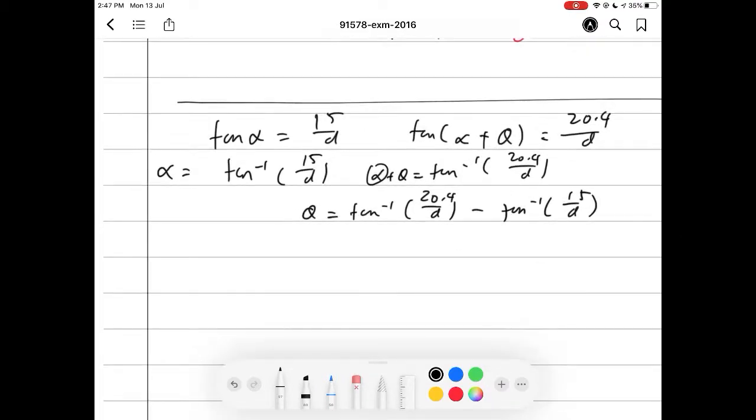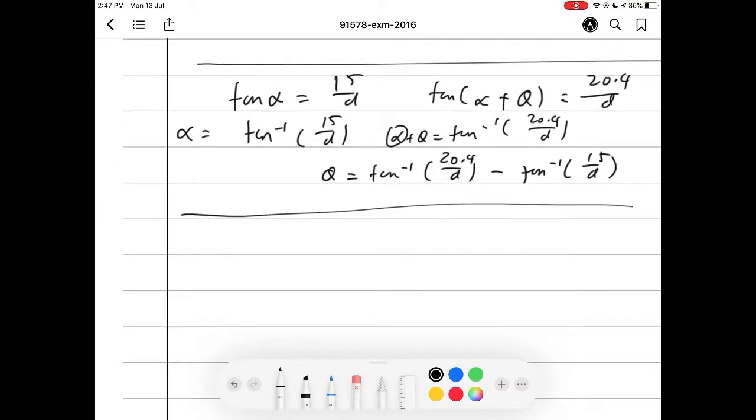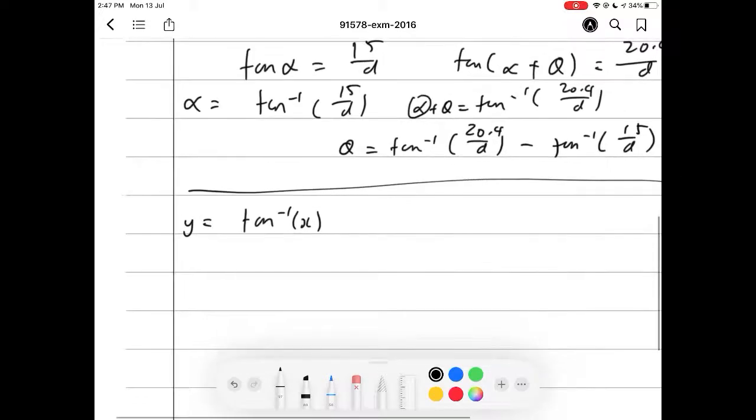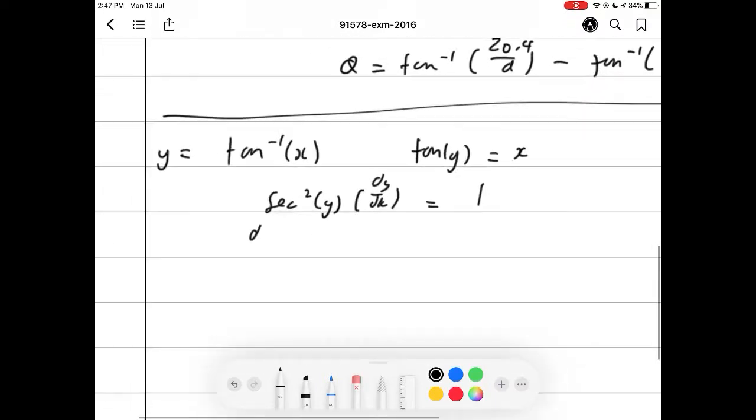Now, the derivative of tan inverse. I'll show you the derivative of tan inverse right now. In order to find it, we're going to use implicit differentiation. So we can say tan inverse of x equals y, so y equals tan inverse of x. We can take tan of both sides again, so that becomes tan y equals x. If we differentiate both sides implicitly, we get sec squared y multiplied by dy over dx, which equals the derivative of x, which is just 1.